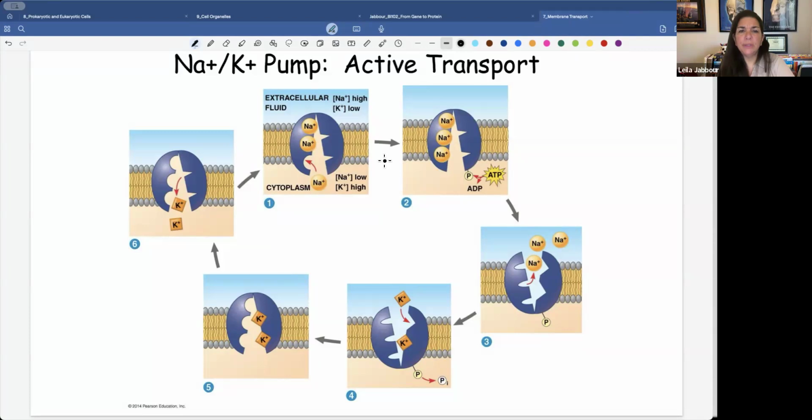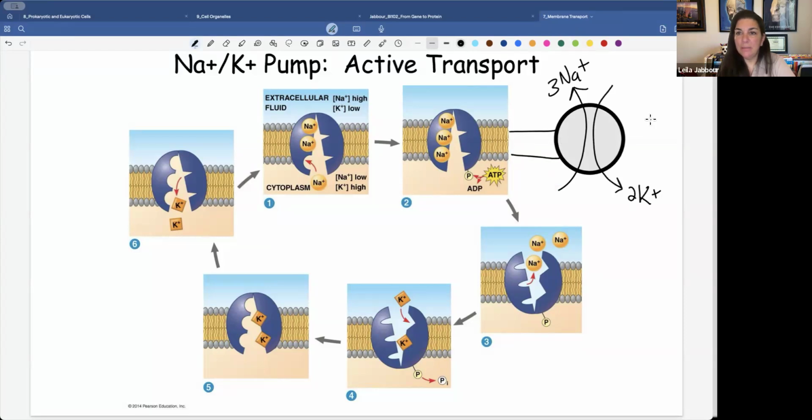So let's see here. We have sodium ions that are going to be released. So here is the channel. And what it's doing, it's basically taking 3 sodium ions out, but only bringing 2 potassium ions in. And this is the membrane. And this is moving these ions against their gradient.